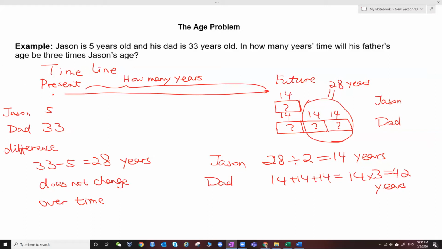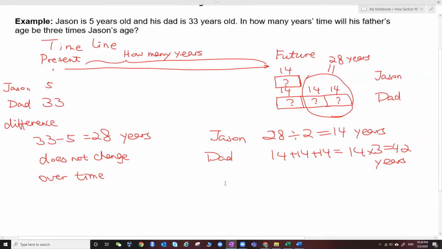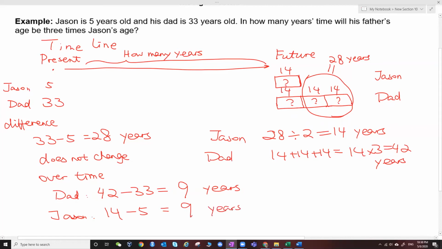So one more step, just one more step. Let's scroll down a little bit. And one way to figure it out is to use dad's age, right? Dad is 42 in the future and 33 now. So that's 9 years in between. Or we can use Jason's age. Jason will be 14 in the future and he's 5 now. And that should give us the same answer.